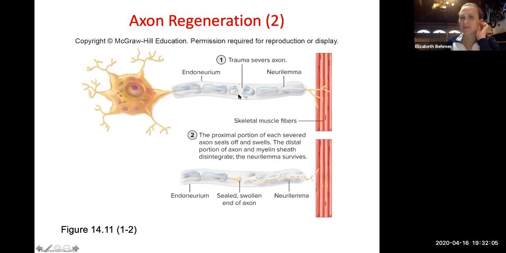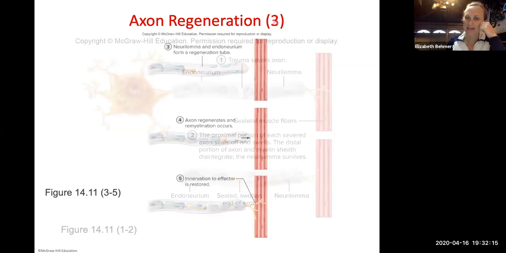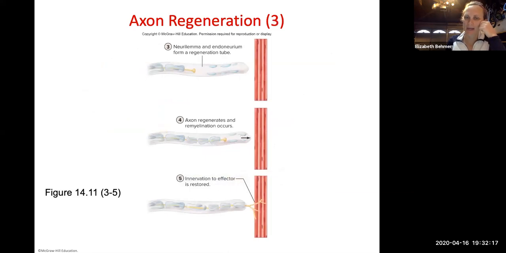If trauma severs the axon of a nerve, you'll see how it becomes sealed off, swollen, and parts of the myelin will continue to build up around that axon as the axon continues to reform. I won't ask you too many questions about axon regeneration, but just to show you what would happen in trauma if a nerve were to become severed.